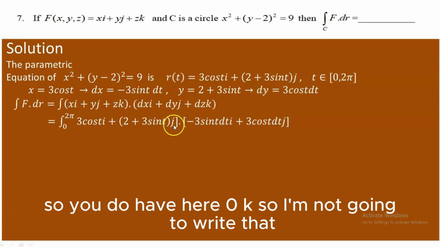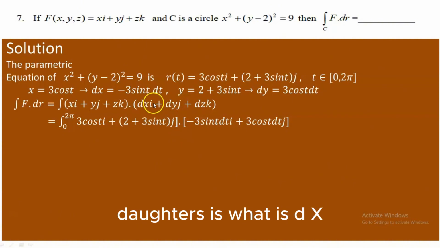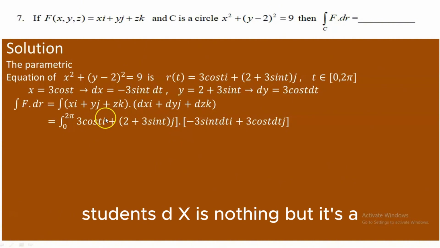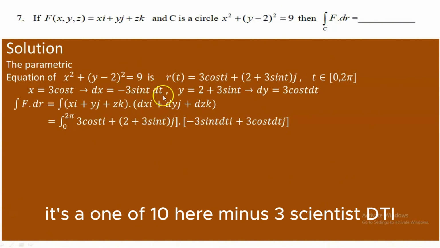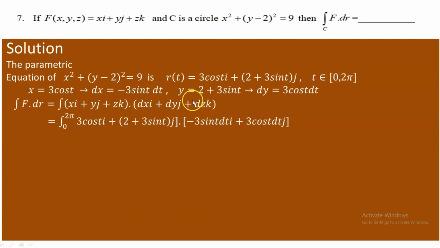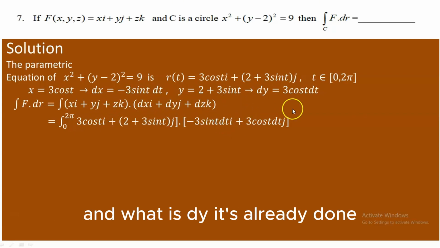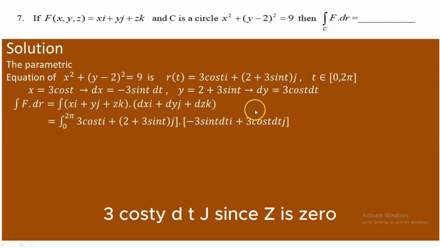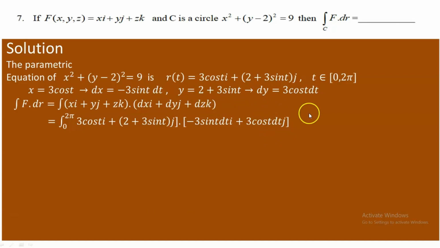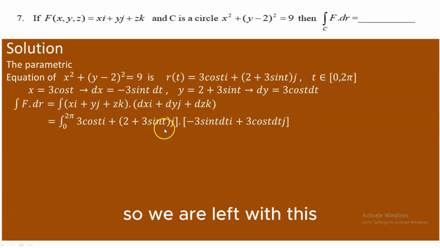So you do have here 0k, so I'm not going to write that. dr is, what is dx, students? dx is nothing but the one obtained here, minus 3 sin t dt i. And what is dy? It's already done, 3 cos t dt j. Since z is 0, dz is going to be 0, so we are left with this.